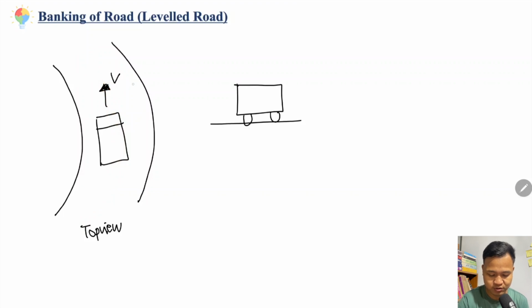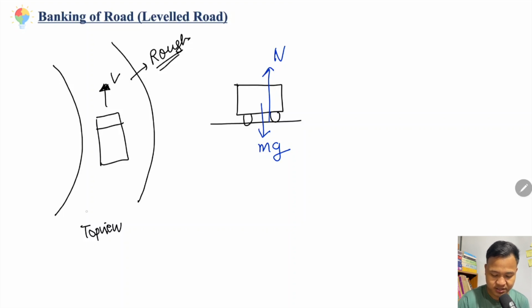So this road has a rough surface. So if I try to draw the free body diagram of the vehicle, mg acts downward, the normal force acts upward, and along the side you will have the pseudo force mv squared by r. So r is the radius of the circular path.